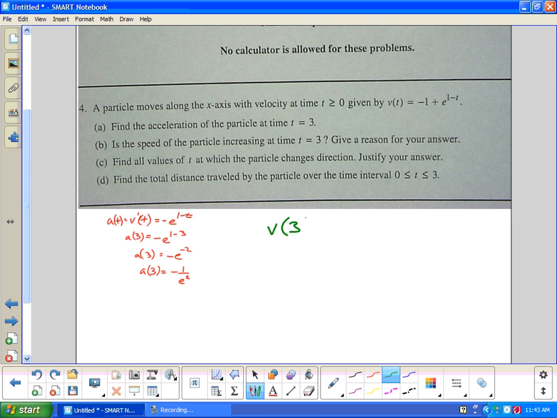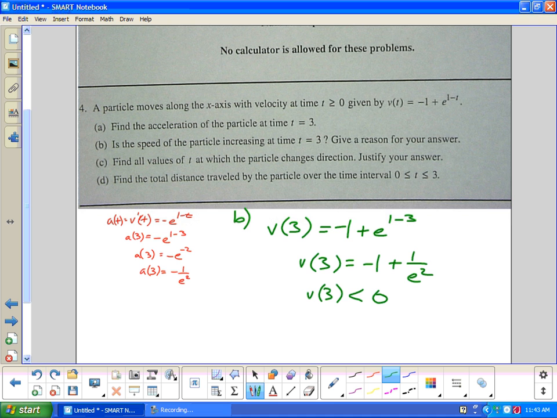So that v of 3, do you guys agree? At v of 3, do you agree you have -1 plus e to the 1 minus 3? And here's all I care about. I can tell that I get -1 plus, and I probably would not write all this on mine, but I get this. Do you guys agree this is about 1/9 e squared? Right here, this is about 1/9. So, yes. So you guys agree this is less than 0? So do you guys agree that the velocity at 3 is going backwards?